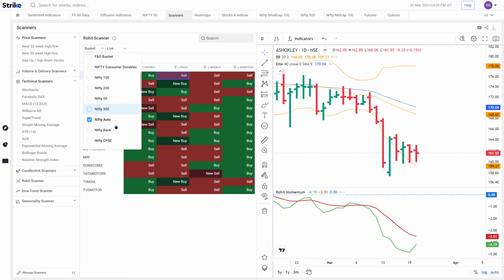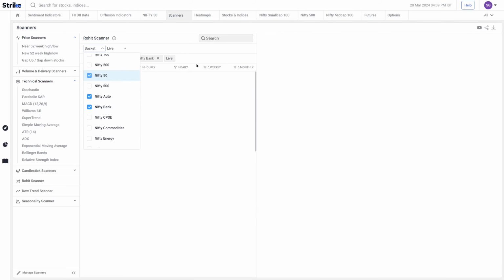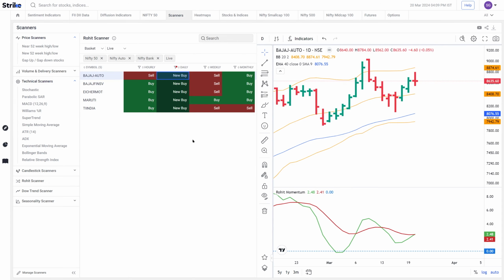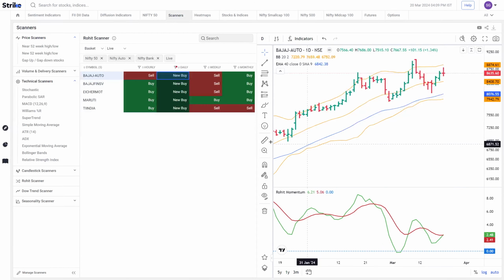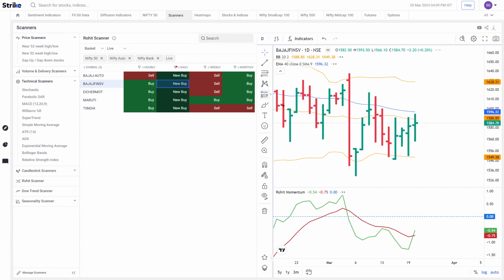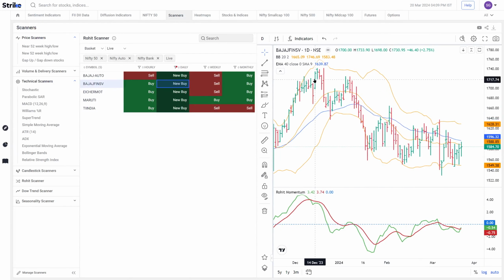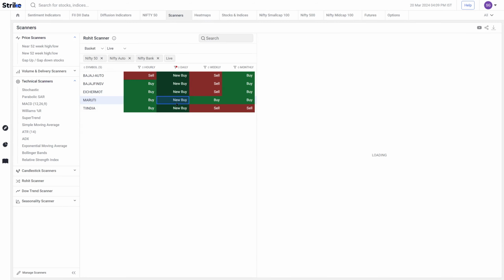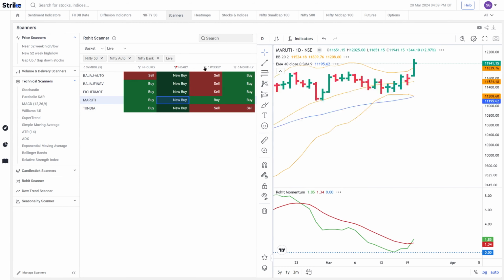Again, I'm going to select Bank 50, Auto 50, and I'm going to hit new buy. That means which are the signals where the RMI gave a bullish crossover today. Again, similar names we are seeing: Bajaj Auto, Bajaj Finserv. Now this one is different from the others because it is trading below the daily averages. The other two are trading above, and then again Maruti. If we also factor in the weekly RMI, then only this stock has it in bullish mode.